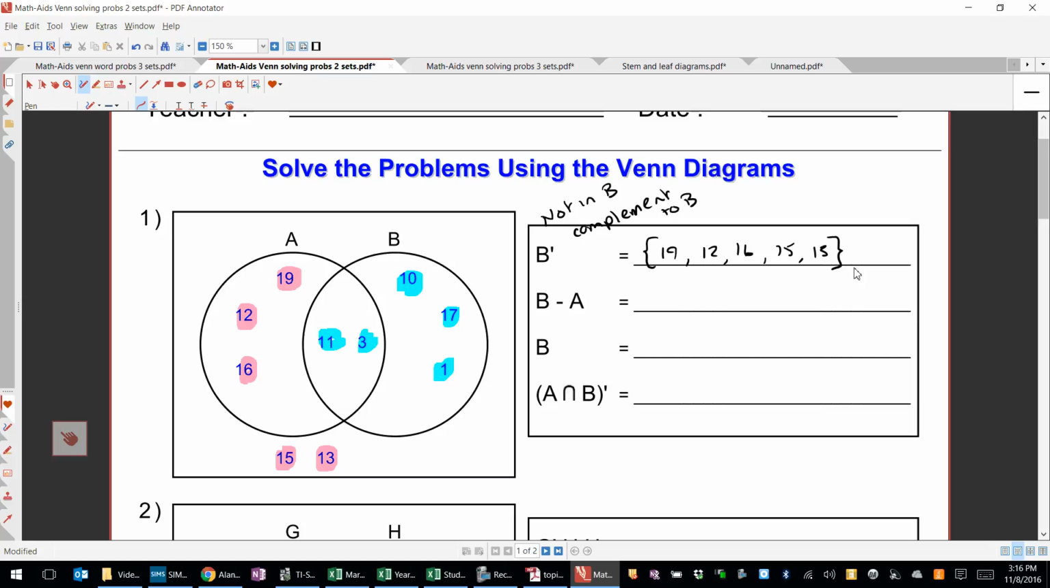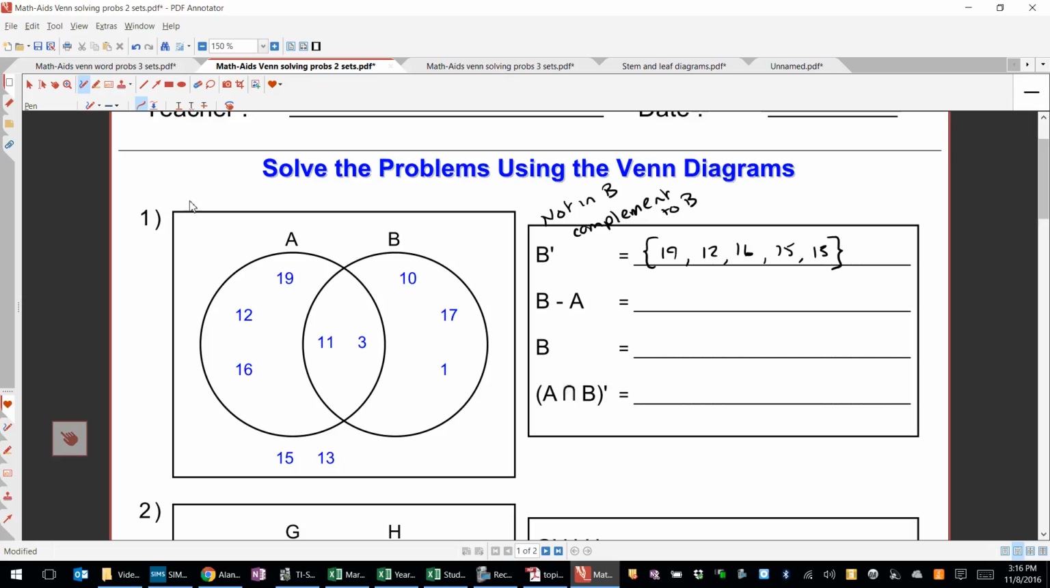I want to go through this whole one with you, so you can then do the remaining, because it's the same idea but with letters instead. Now this is the one I said probably isn't going to be used for your IGCSE, but it helps with developing your understanding. So B minus A.